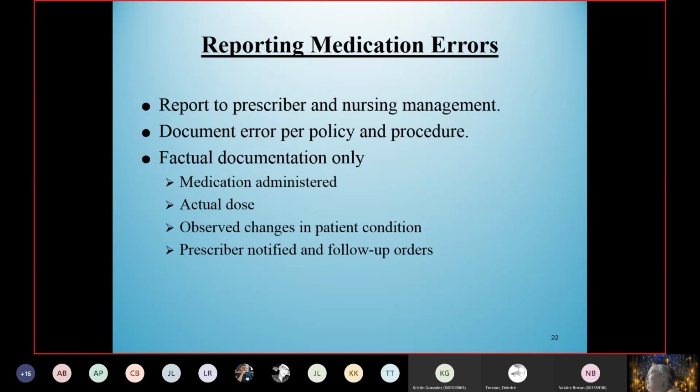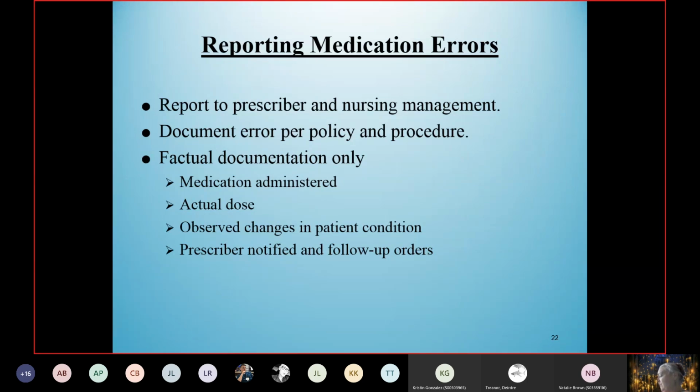Your documentation, you need to document per policy. Again, this is not going to go into the patient's chart. This is like an incident report. Okay. You want to be accurate, thorough, and objective. Don't use judgmental words. Note the medication that was administered, the dose given, and any other details. Was it the wrong patient, wrong route, wrong time? Note any changes. Document prescriber was notified and any follow-ups. Continue to monitor your patient. And do not document in the patient's chart that an incident report was filled out, as we talked about.